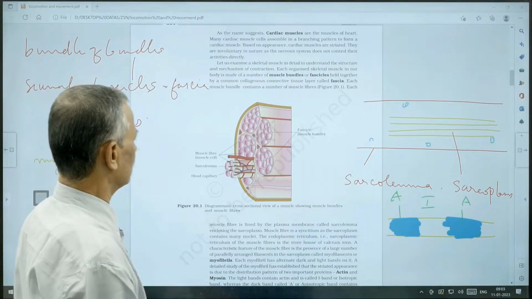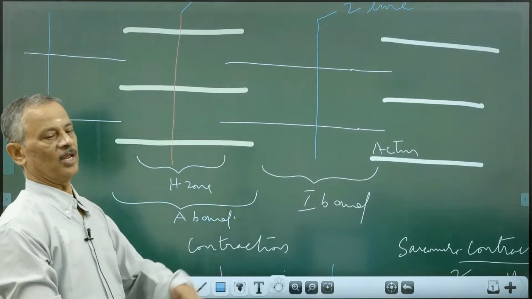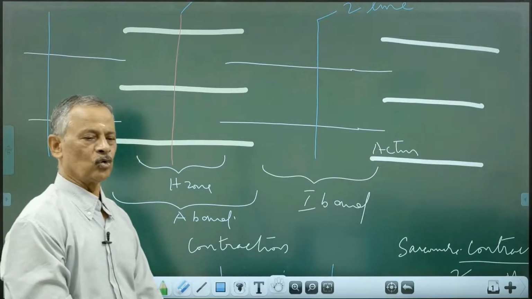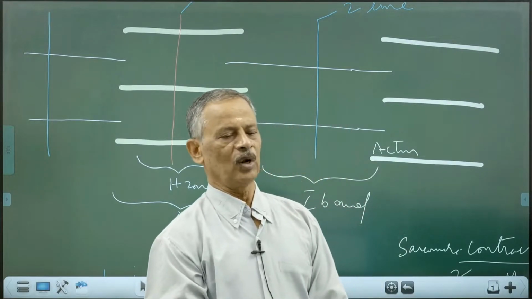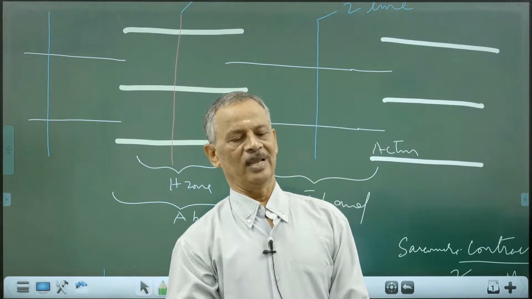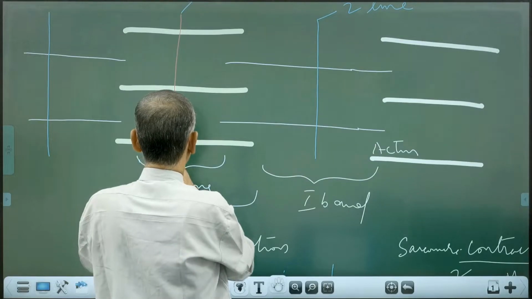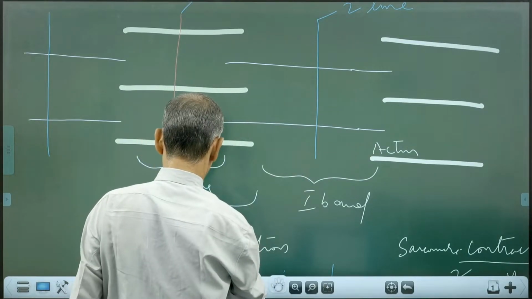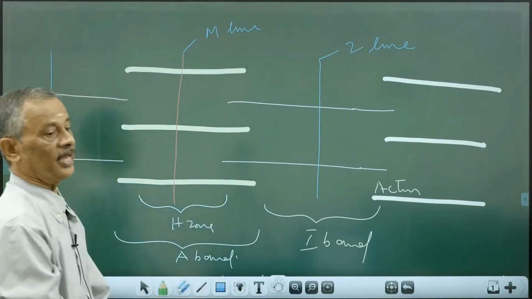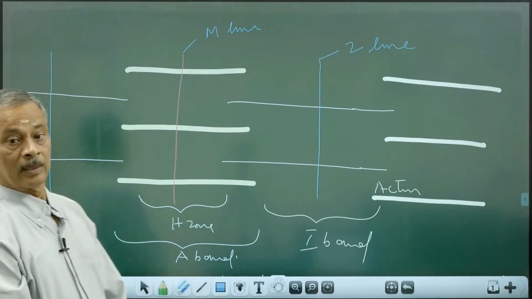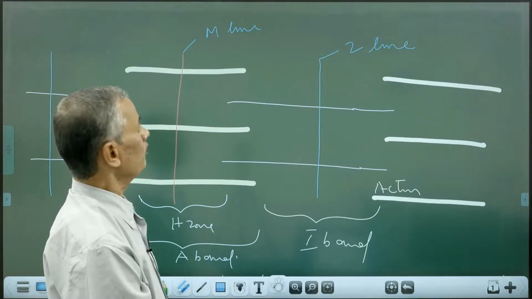The A band is having thick filaments made up of myosin. It is called myosin because it is made up of a protein called myosin. They are arranged parallel to each other and they are all fixed in position by means of a fibrous membrane called M line.